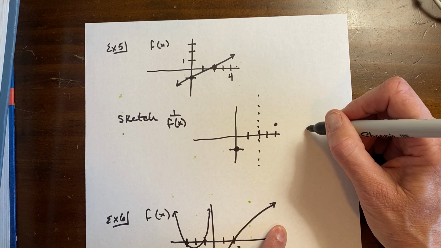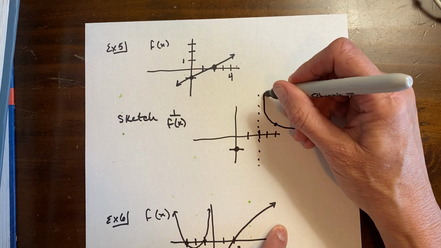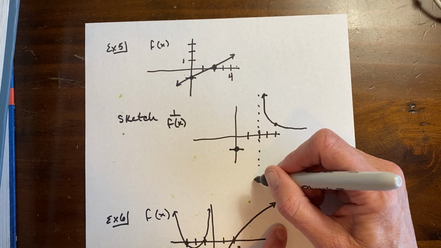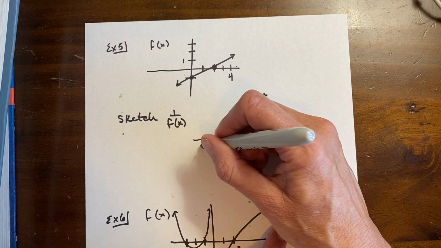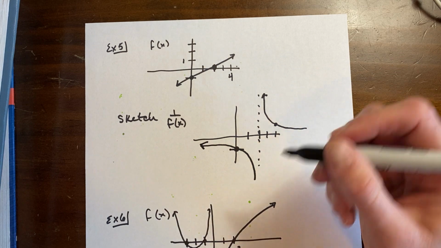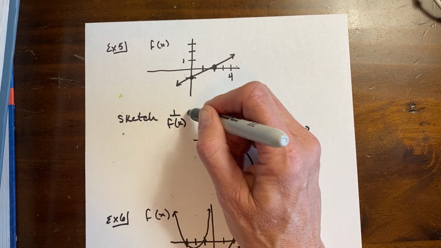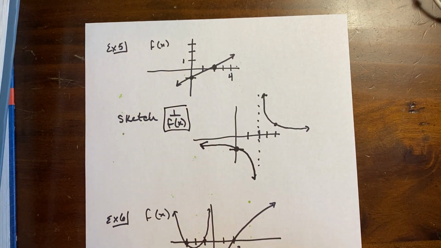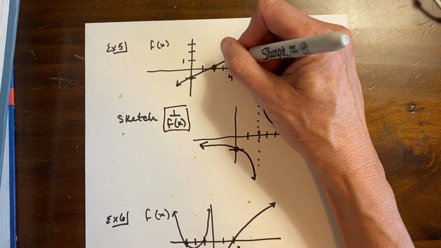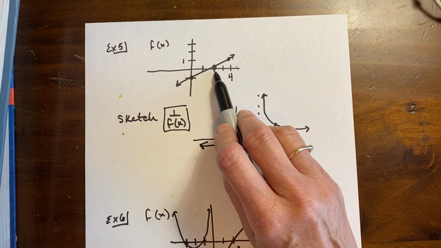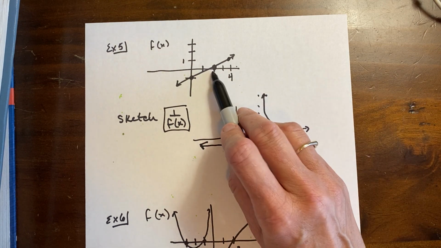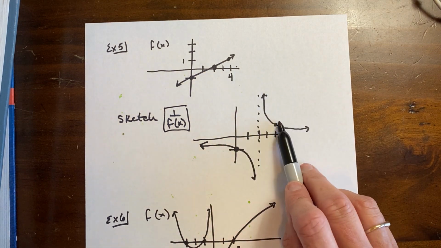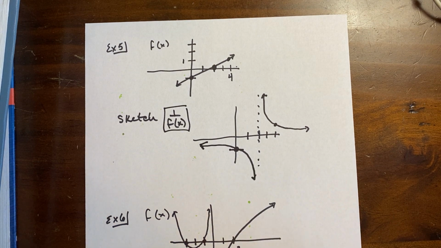Again, we start from the right, going through the marker. At the asymptote, it jumps. There is no 0 to cross. Going through the other function. This would be the reciprocal function of f. Find your ones here and here. Find your zeros. The reciprocal of 0 will be an asymptote. The reciprocal of 1 is 1. The reciprocal of -1 is -1.